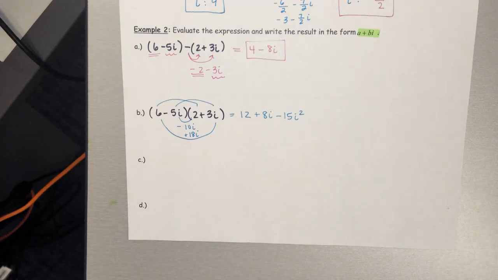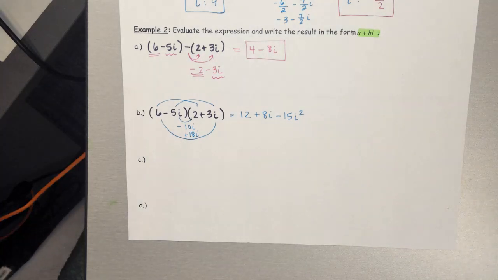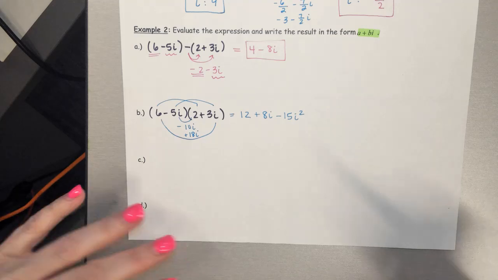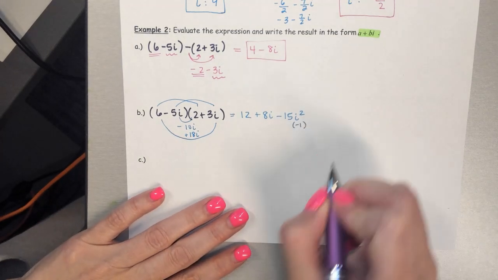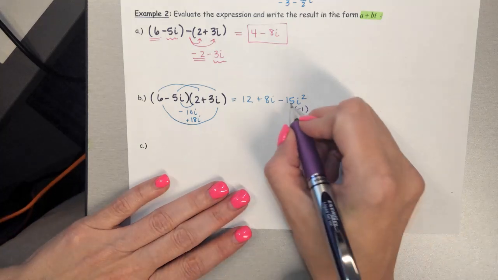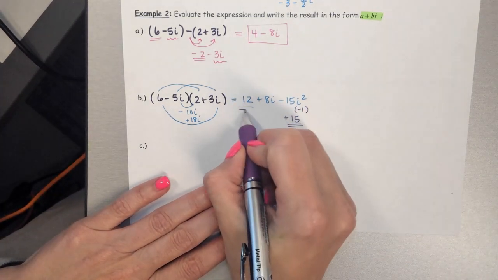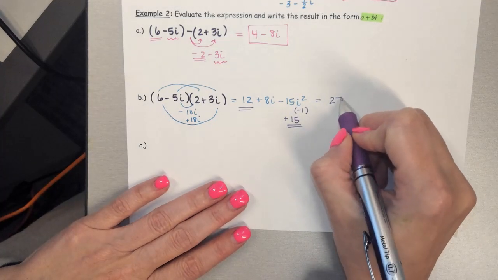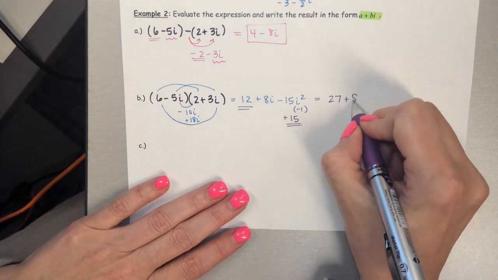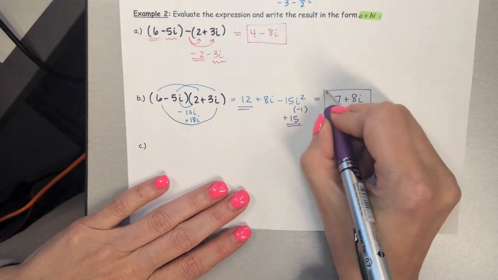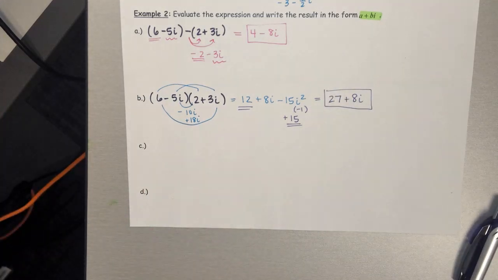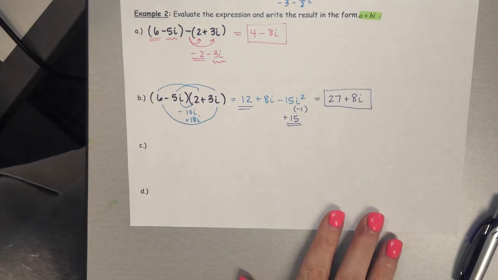And then we do have to go a couple steps further. So earlier, I just reminded you that if you have an i squared, you're going to have to plug in negative 1. So that's exactly what we're going to do here. So a negative times a negative ends up being a positive. You can add 15 and 12 together to get 27. And then we are still writing that in the form a plus bi.